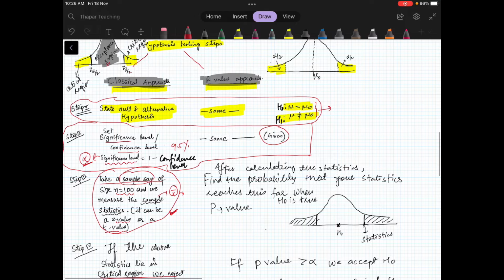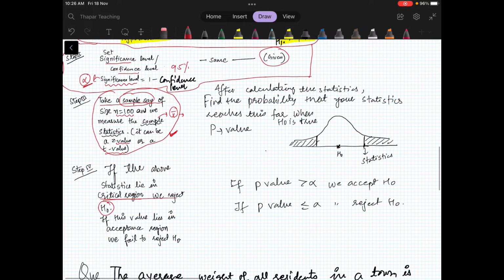H naught means the mean is here. And if this value lies in the acceptance region, then we say that we fail to reject h naught. Okay, so this is for the classical approach.